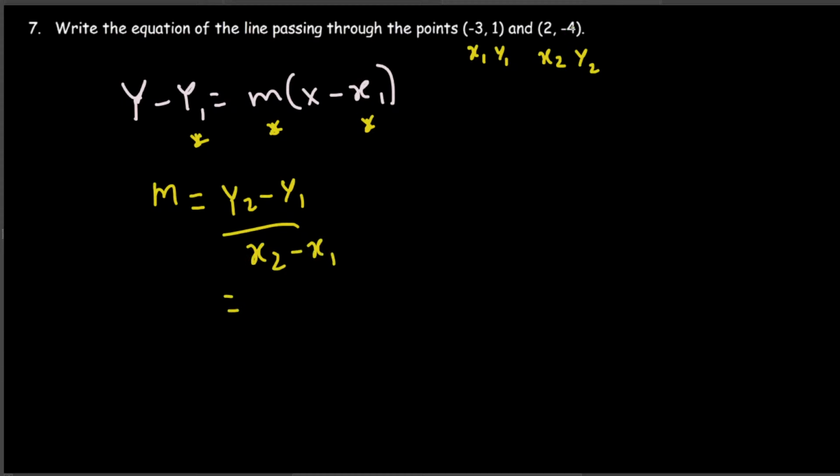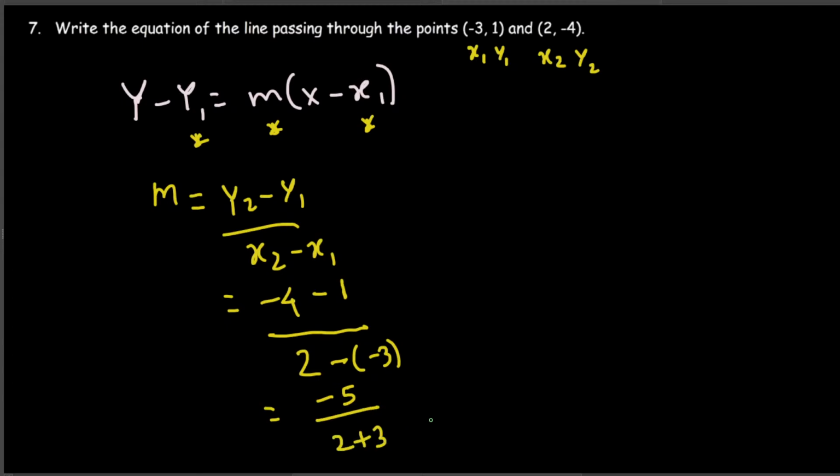Let's go ahead and plug in the values. So this is minus 4 right here, and then minus 1, so that's just going to be negative 5 in the numerator. Then in the denominator we have x2 minus x1. x2 is 2 and x1 is negative 3, so minus minus 3, that's going to become plus 3. Now let's go ahead and do the addition. In the numerator we have negative 5, and in the denominator we have 2 plus 3, that is 5. So we have negative 5 over positive 5, that's negative 1.